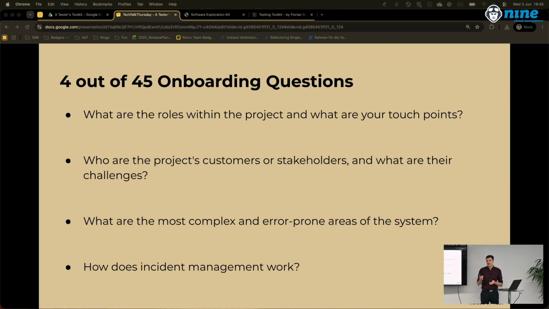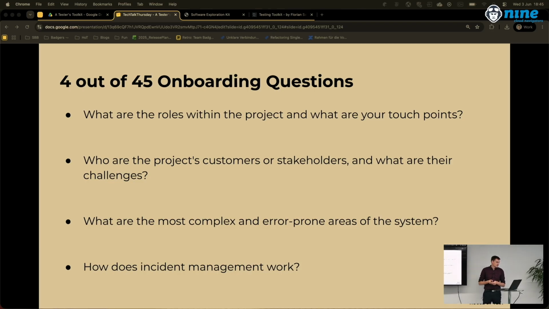I have two examples for these questionnaires. So I have one for onboarding. When I get into a new software project, then I have a list of 45 questions that helps me with my onboarding and get to know as much as possible on a high level about the project, about the things that matter. And one of the questions is, what are the roles within the project, and what are your touch points? So what is my role, and what touch points do I have with other people?